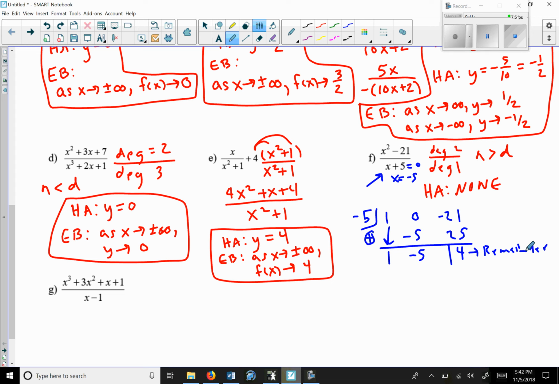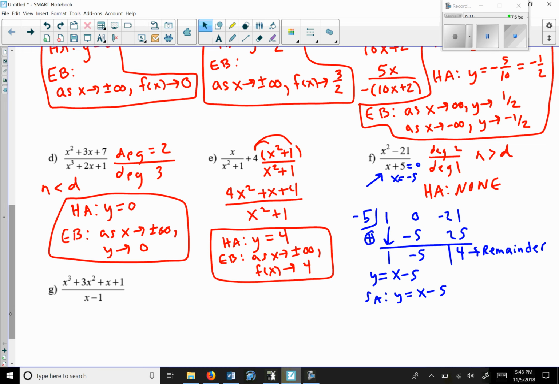Because the remainder is so small, it doesn't affect the end behavior of our graph. So we're only concerned with anything that's not a remainder. In this case, y is equal to, and we have to put our x's back in. This was degree 2, so you start off with degree 1, so x minus 5. That means we have a slant asymptote at y equals x minus 5.